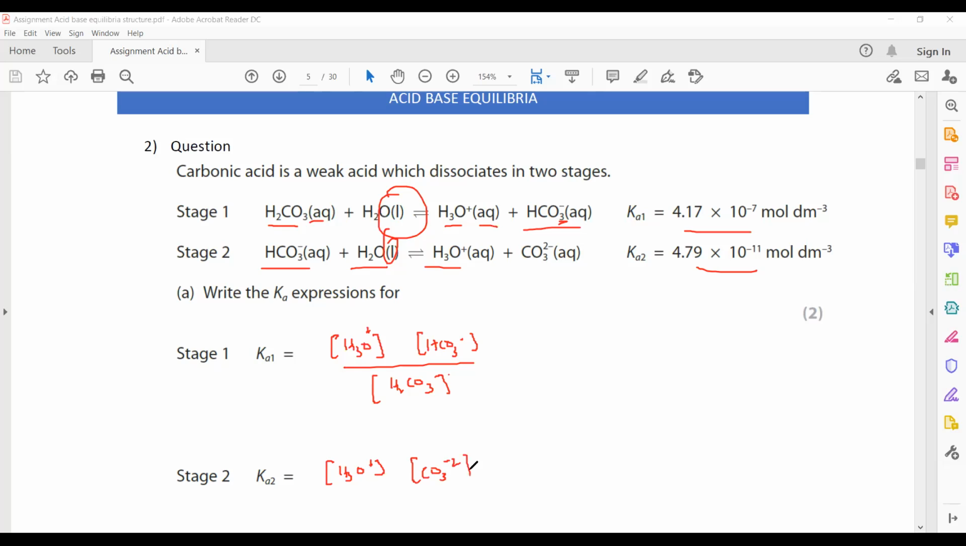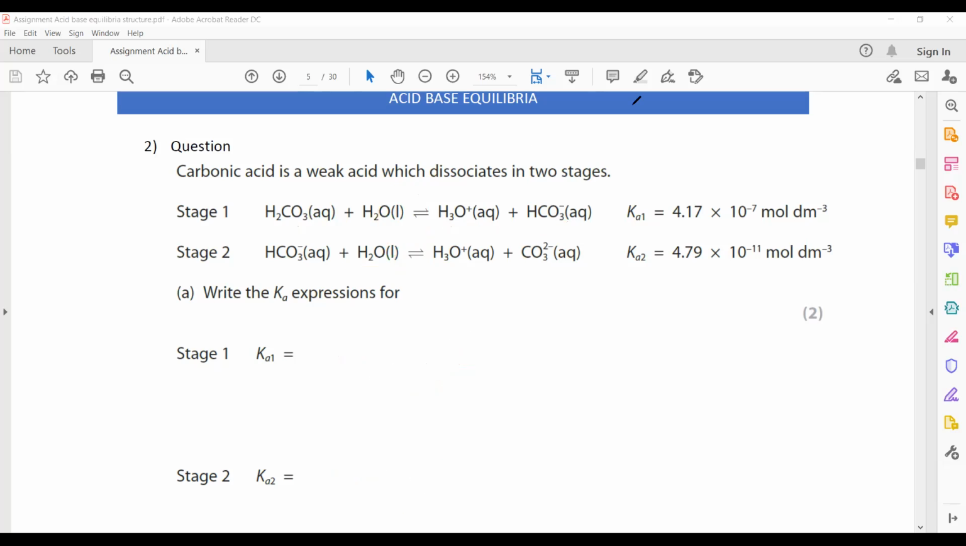And for the second one, again water is in a liquid state, so H3O+ times CO3 2- divided by HCO3- with the concentration, but we do not include water. Why? Because water is in a liquid state, and in heterogeneous equilibria we do not include a substance in a liquid or solid state. Aqueous state we include, and gaseous state we include.